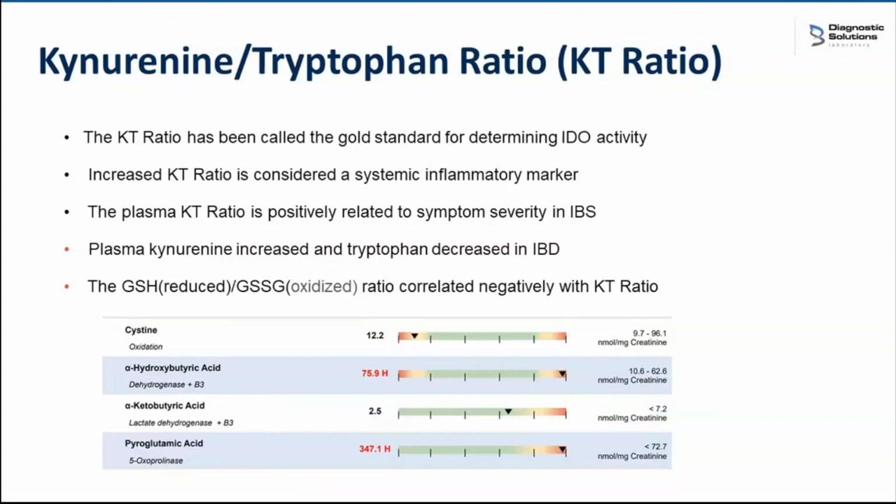So if I see somebody with a really high KT ratio, I'm generally going to look and see, what's the glutathione status look like? Plasma cystine has been considered rate limiting for glutathione production. Alpha hydroxybutyric acid can identify how much glutathione is being produced. And pyroglutamic acid is identifying that you're trying to make it, but you don't have everything. So most clinicians will add glycine or NAC if that's elevated.